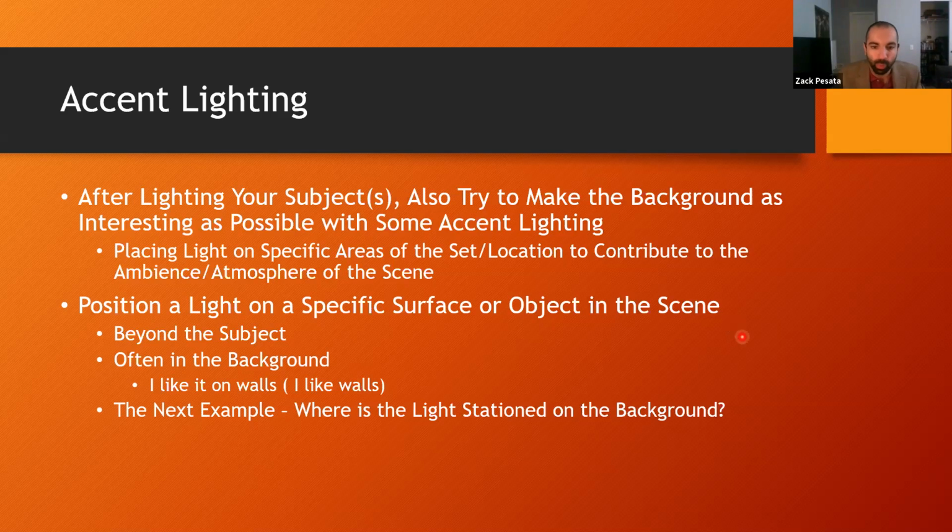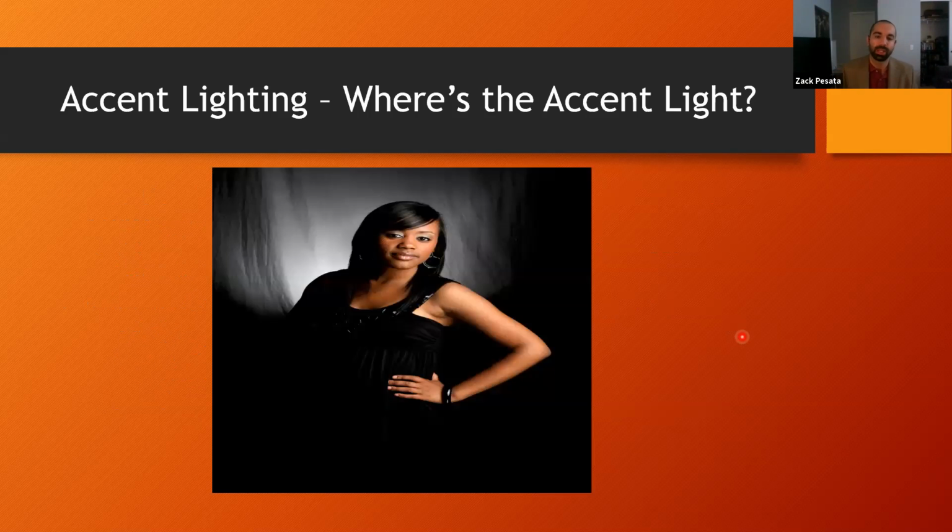So the next example, where's the light stationed on the background? I think my next photo here is a sort of studio photograph session, but this is a pretty good example of accent lighting. So where is the accent light? What is the accent light on?